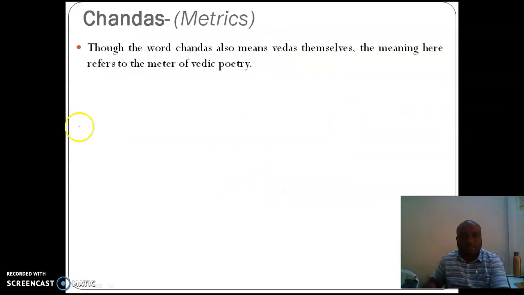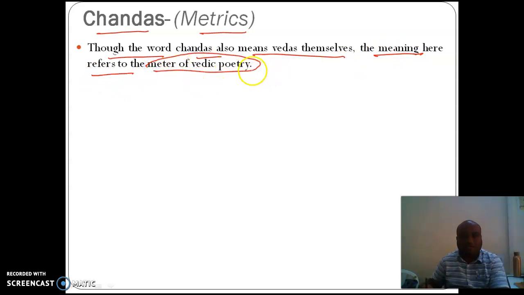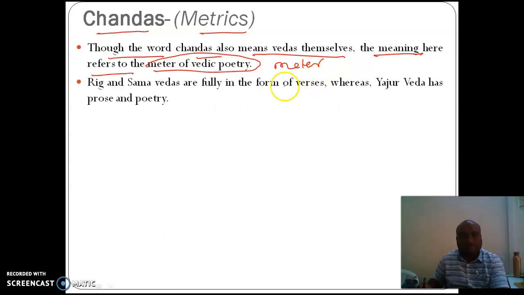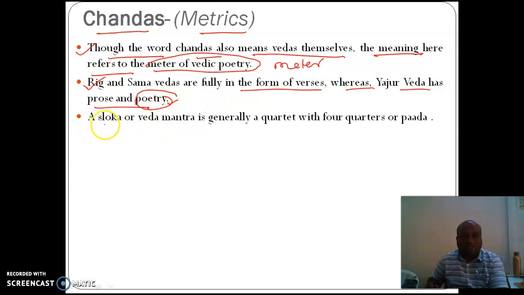The next Vedanga is Chandas, that is metrics. Though the word Chandas also means Vedas themselves, the meaning here refers to the meter of Vedic poetry. That means how to read a poem has got its own meter. All the poems need not be read in the same meter. Rig and Samavedas are fully in the form of verses, whereas Yajurveda has prose and poetry, where Chandas is required to read the poems.